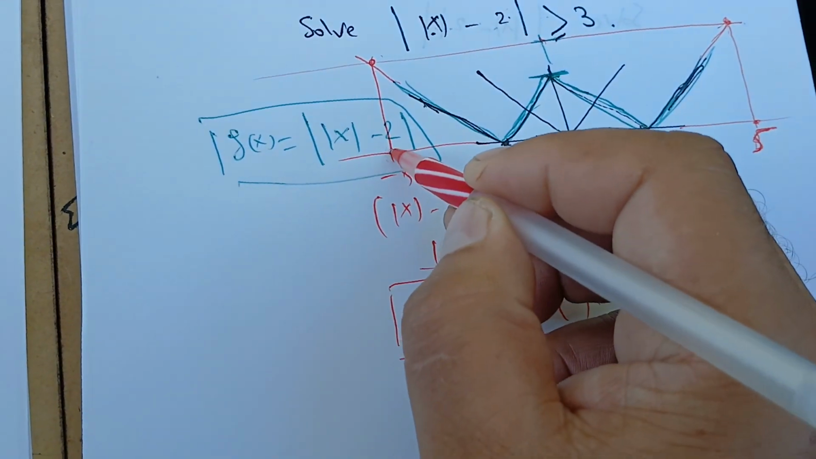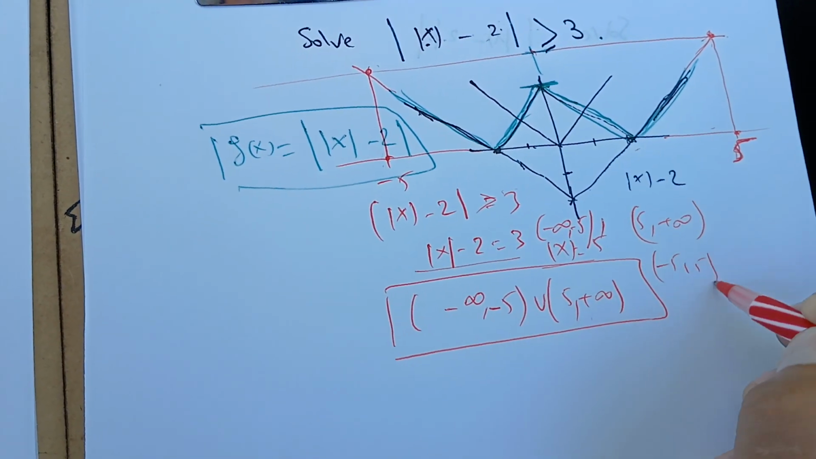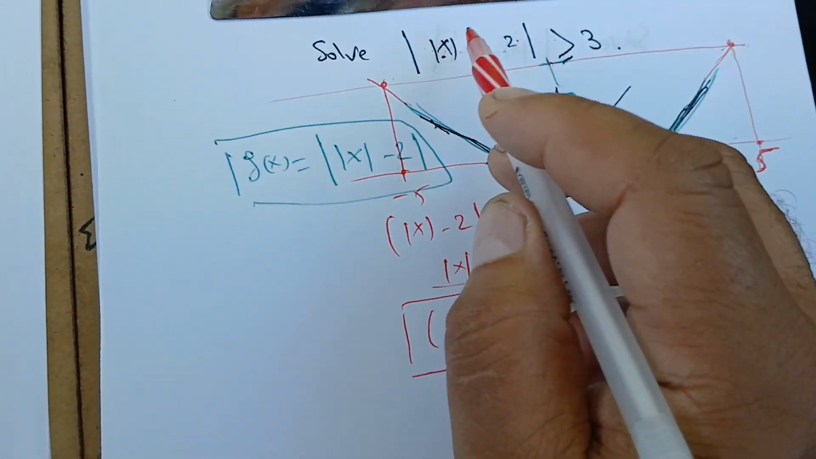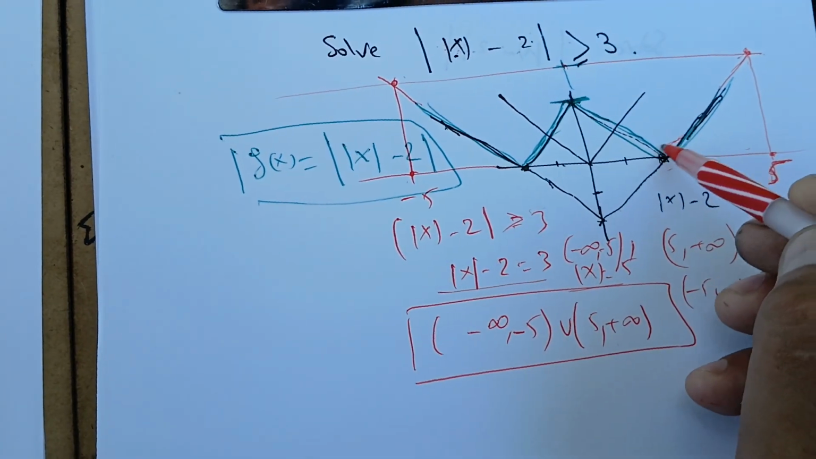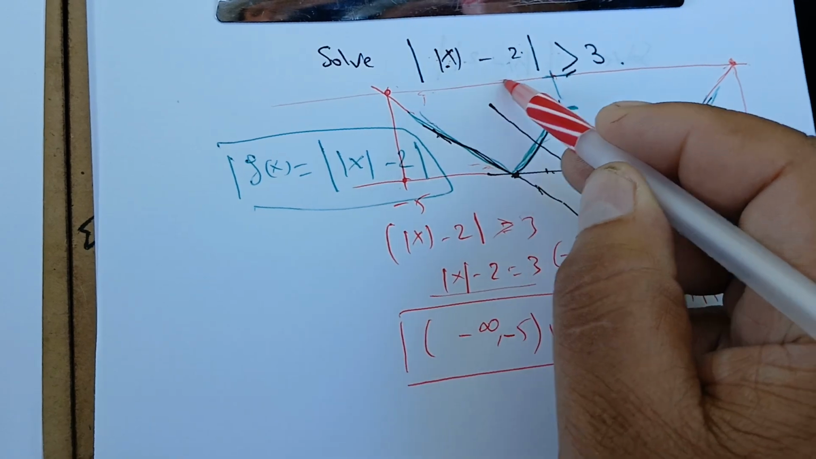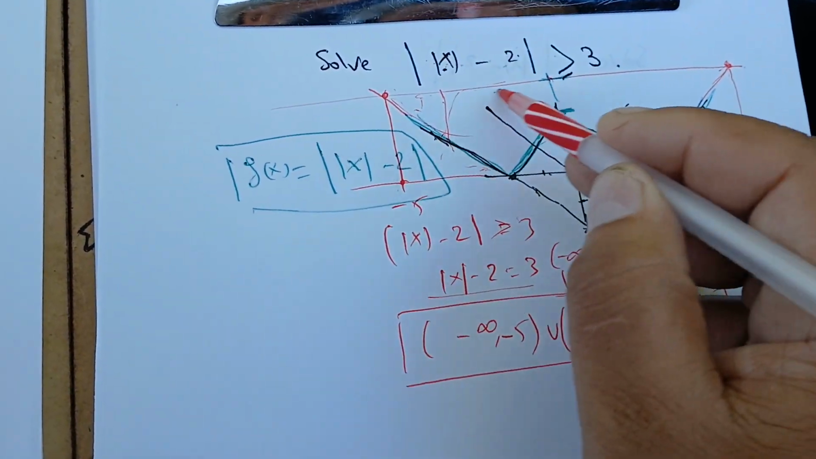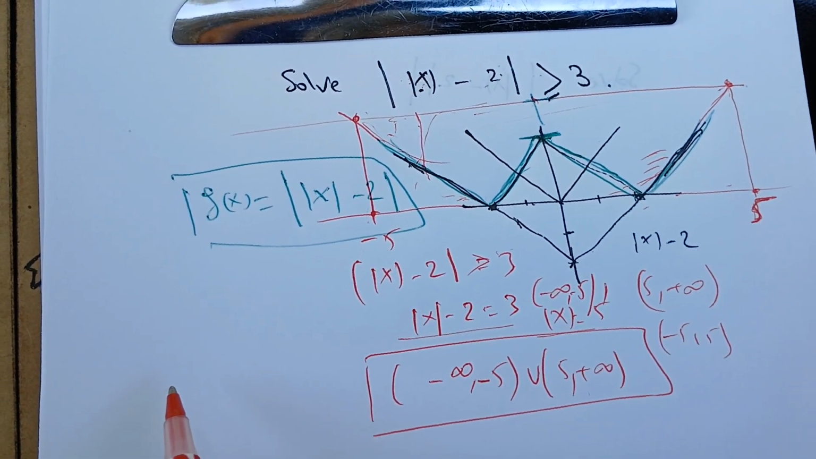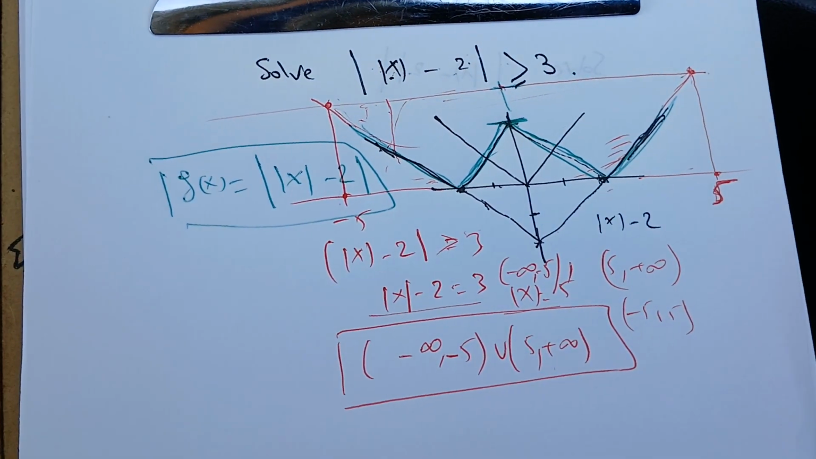When I'm in this interval, minus 5 to 5, the absolute value of the absolute value of x minus 2 is less than 3. We can see it graphically here. Check any value here, it's under 3. So this is graphically speaking the solution for this inequality.